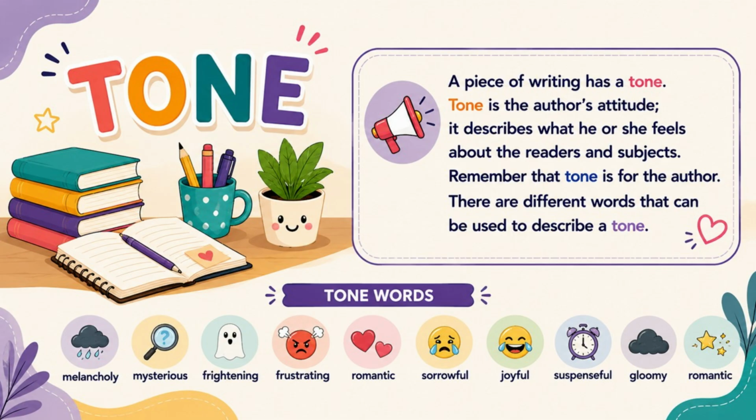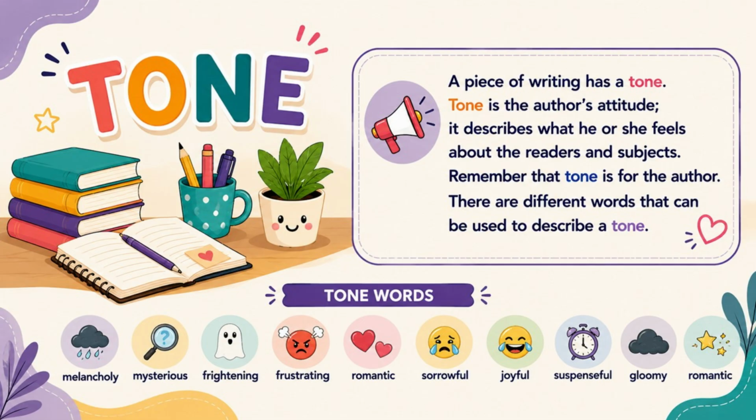In today's lesson, we will talk about tone and mood. Tone. A piece of writing has a tone. Tone is the author's attitude. It describes what he or she feels about the readers and subjects. Remember that tone is for the author. There are different words that can be used to describe a tone.